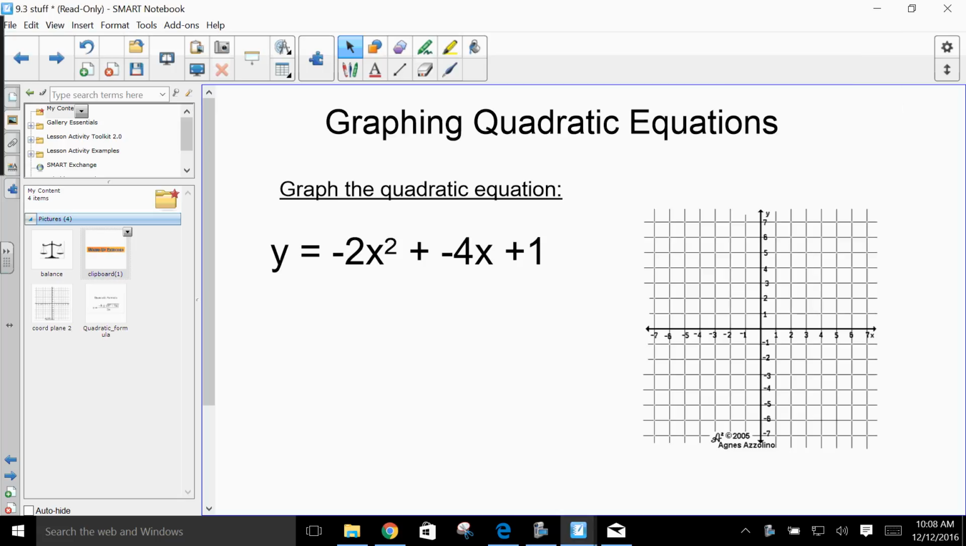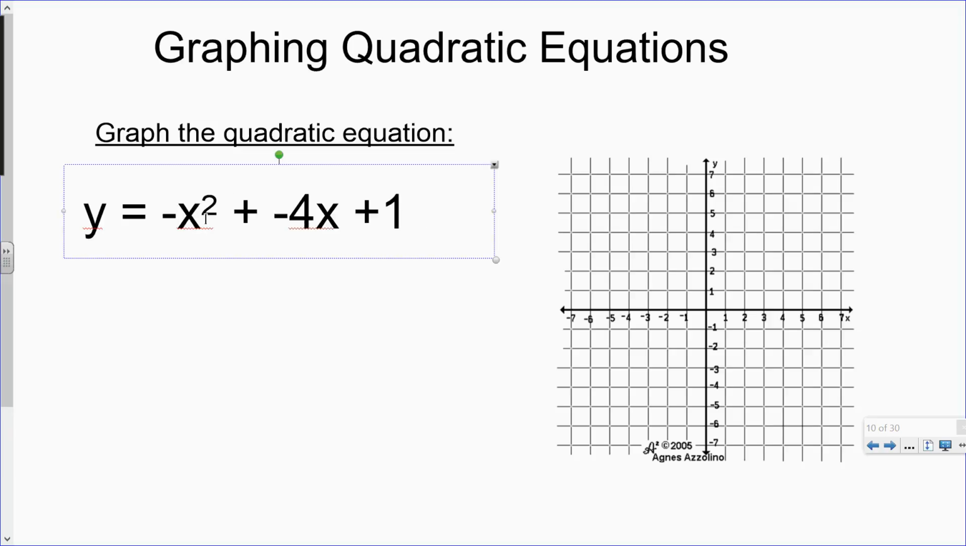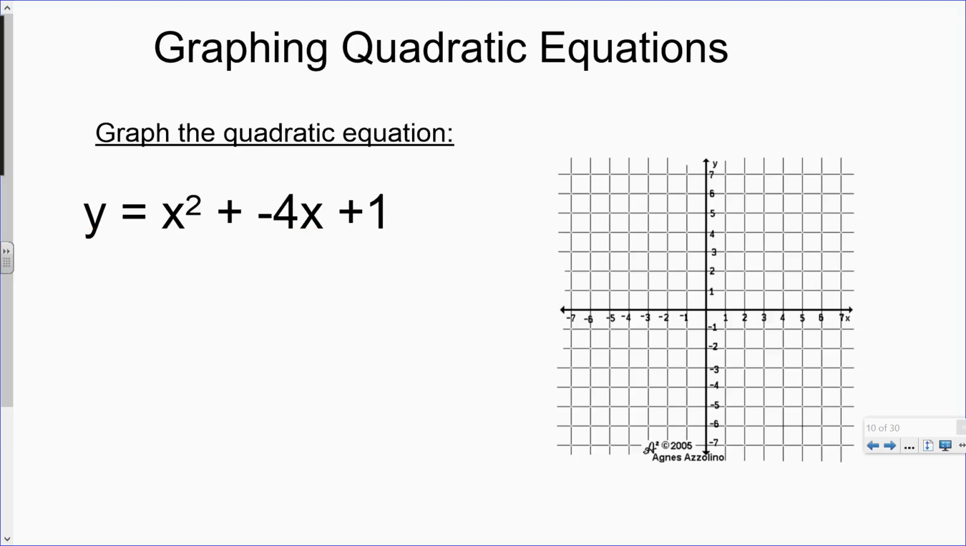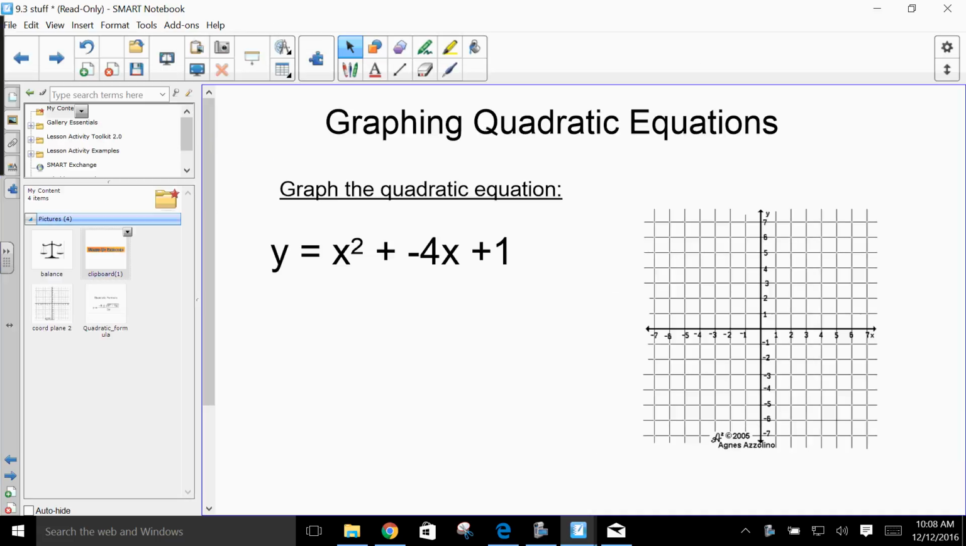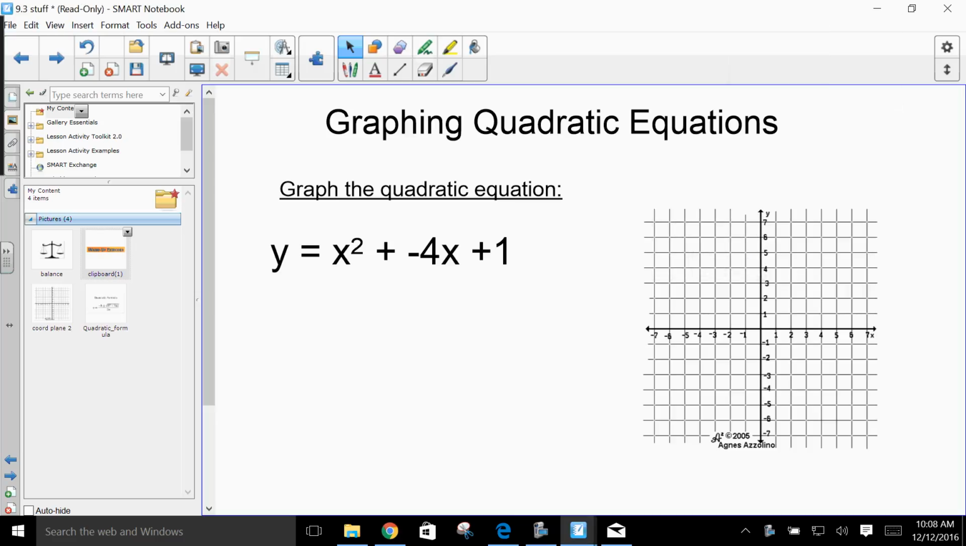Title is Graphing Quadratic Equations. I'm going to pass out a piece of graph paper. In the meantime, go ahead and write example 1, which is right here on the board.